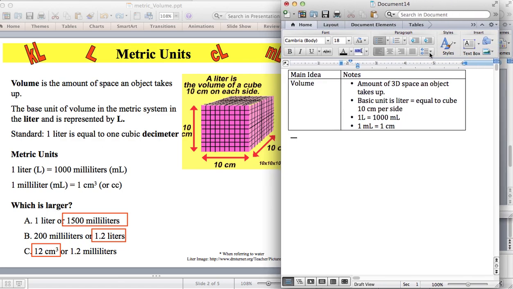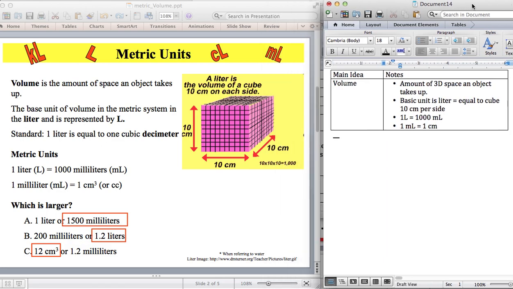Which is going to be centimeter cubed. So a cubic centimeter. Sorry about that.